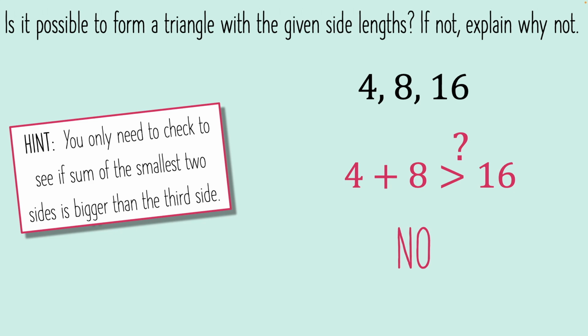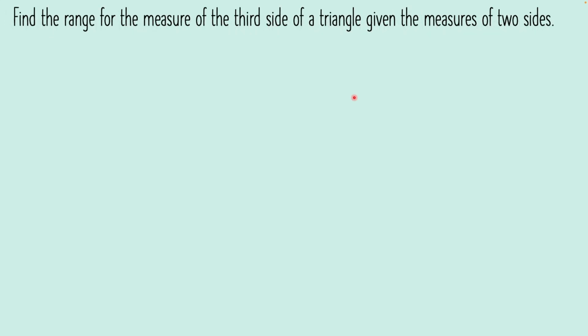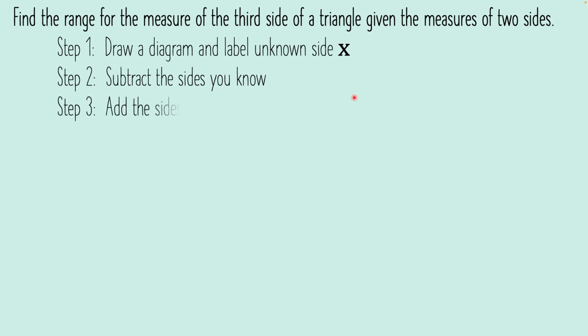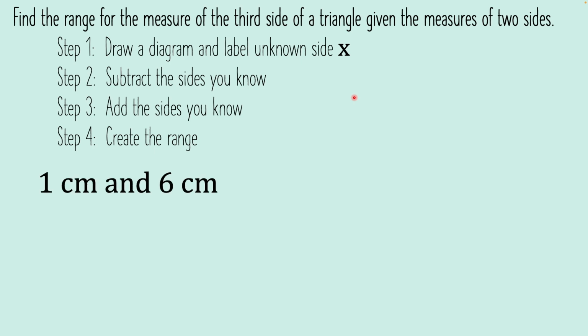Now let's take this a step further. If I give you the measure of two sides of a triangle, can you tell me what various lengths that third side could be? Here's how you're going to do it. Step 1, you're going to draw a diagram and label the unknown side X. Then you're going to subtract the sides you know, add the sides you know, and create the range. I'll show you. I have 2 sticks, 1 centimeter and 6 centimeters. What kind of size would that third stick need to be in order to make a triangle?